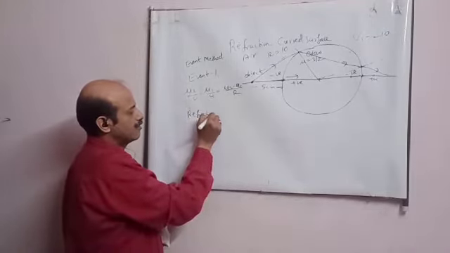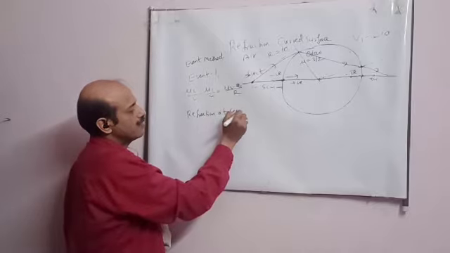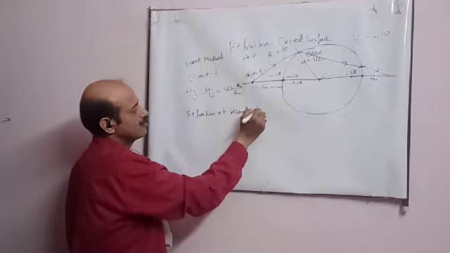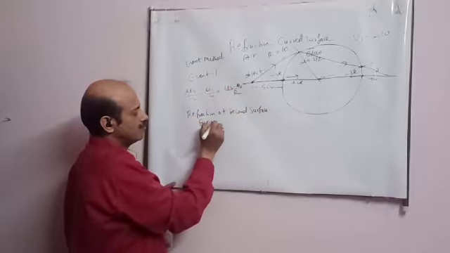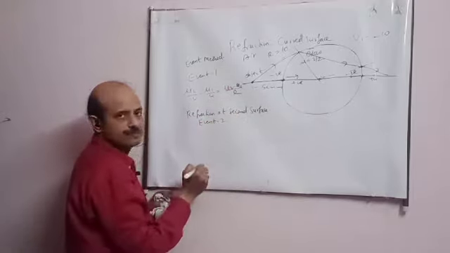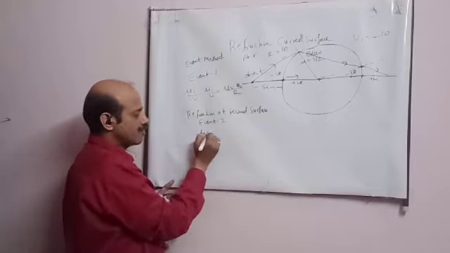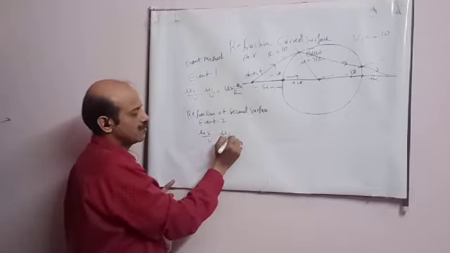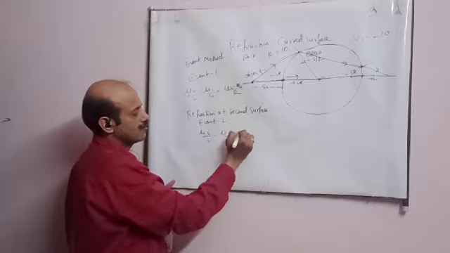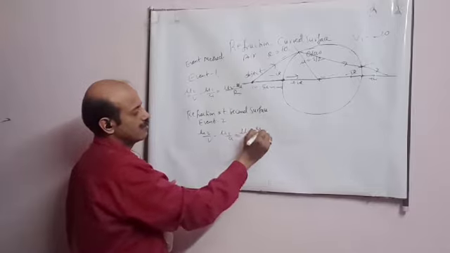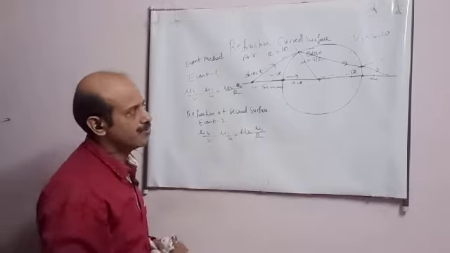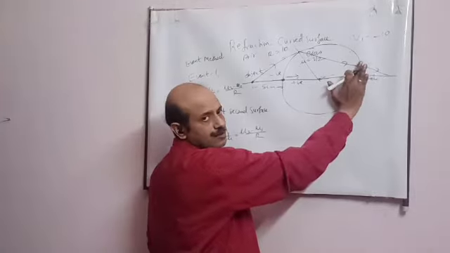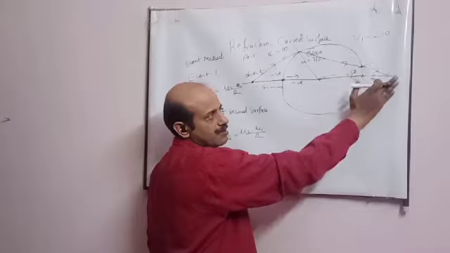Refraction at second surface. Event 2. Again student, I will write the formula first. Now student, you have to remember, for this event, this surface, this is the first medium, this is the second.